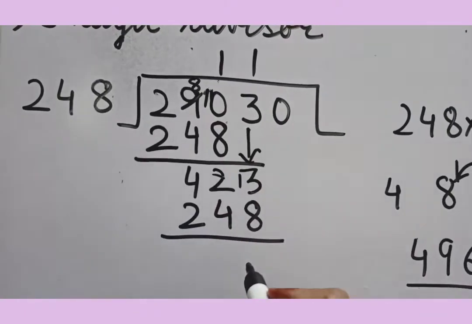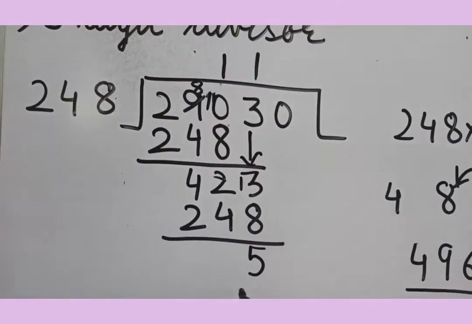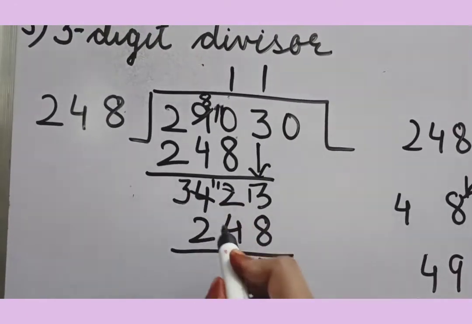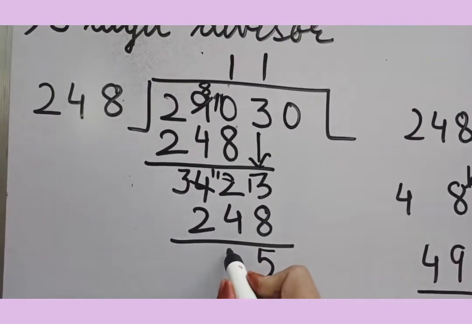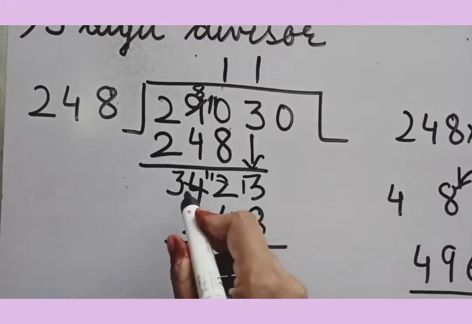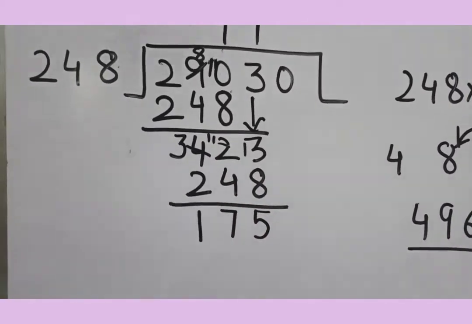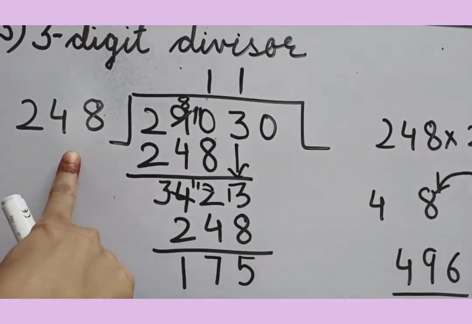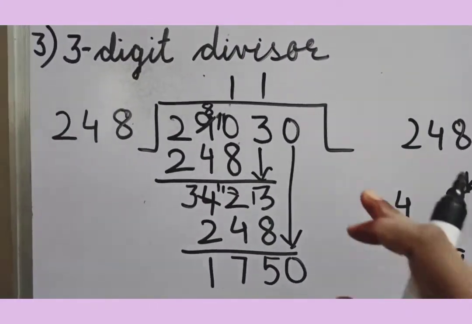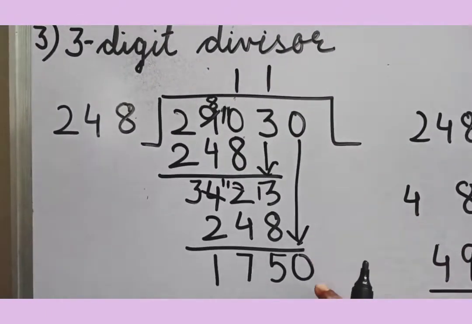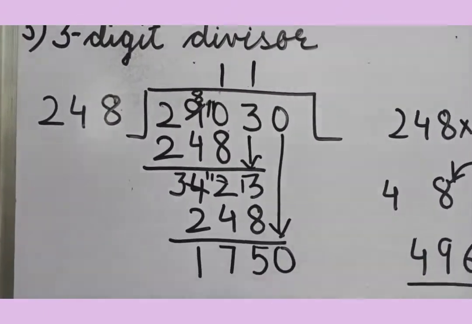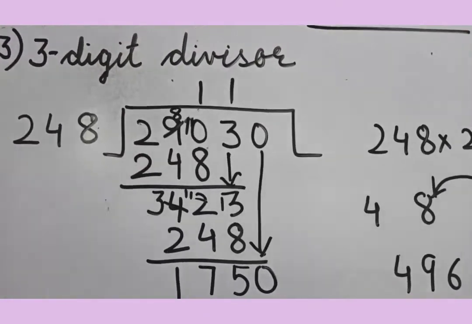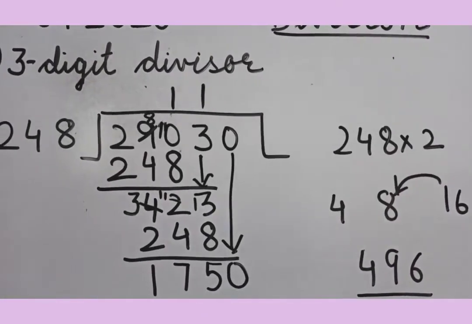Subtracting, I will get 13. I will get the answer 5 here. Making it 1, and then later on again 11. This will give me an answer. It will be 7, and the last one is 1. Now again, if you can see, 175 is less than 248. So I am bringing this 0 down to the remainder, and it becomes 1750.